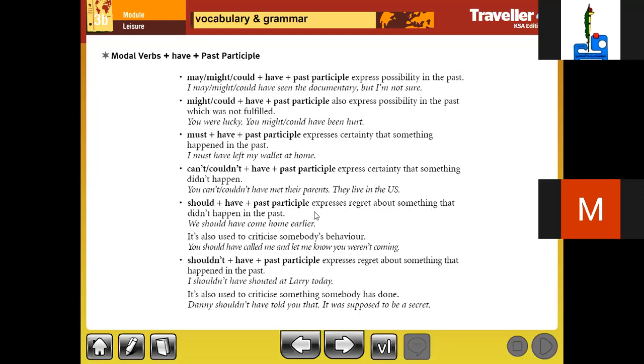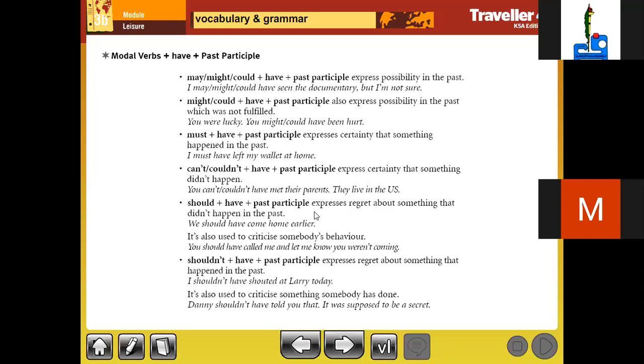To express regret, when you regret not doing something, you use should have plus past participle of the verb. للتعبير عن ندمك على عدم فعل شيء. When I say we should have come home earlier, we should have come home earlier. كان لازم نيجي بدري, but we didn't. So we regret not coming earlier.